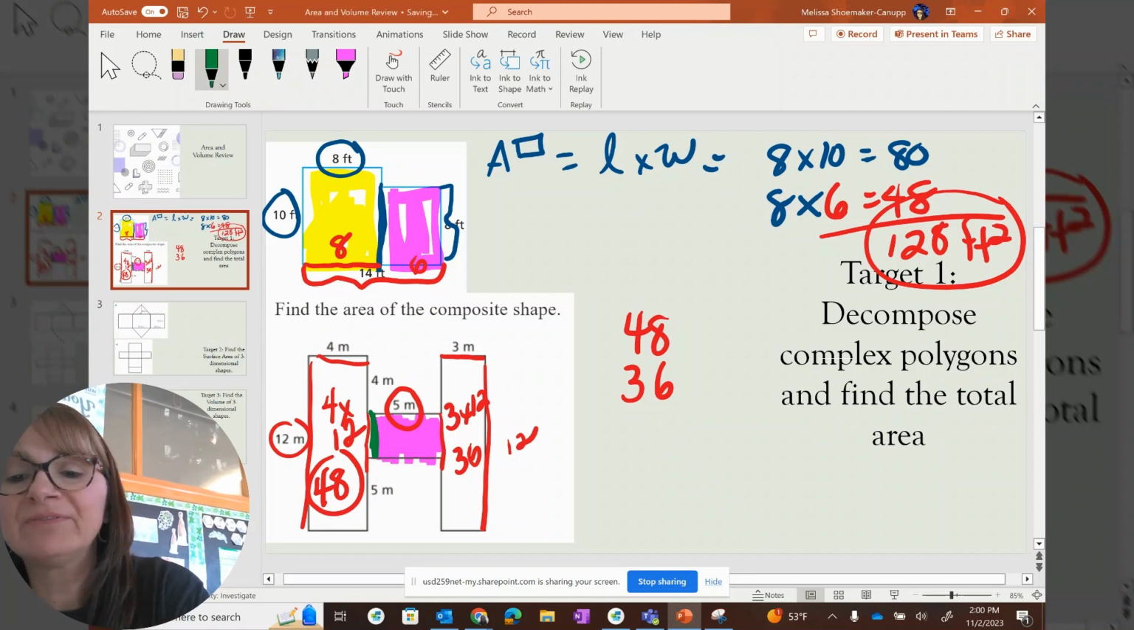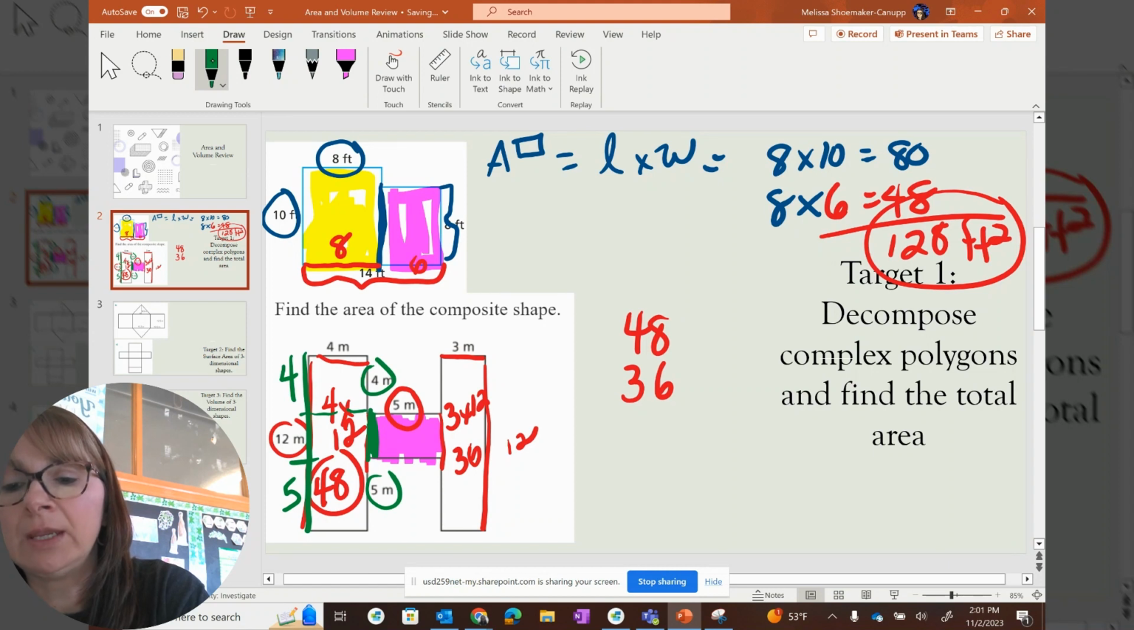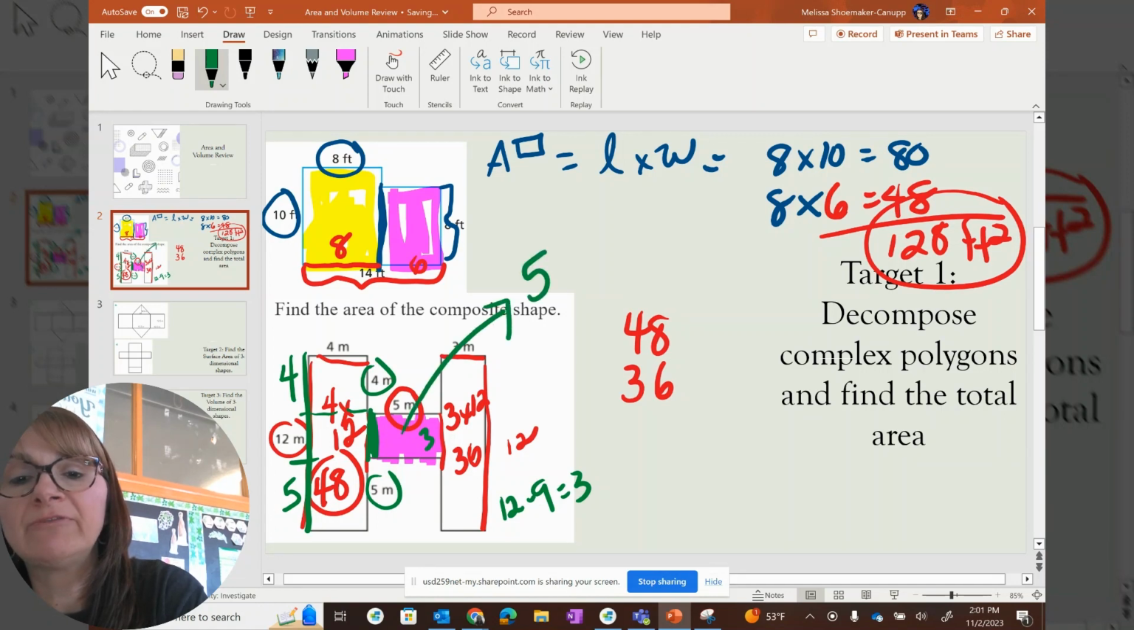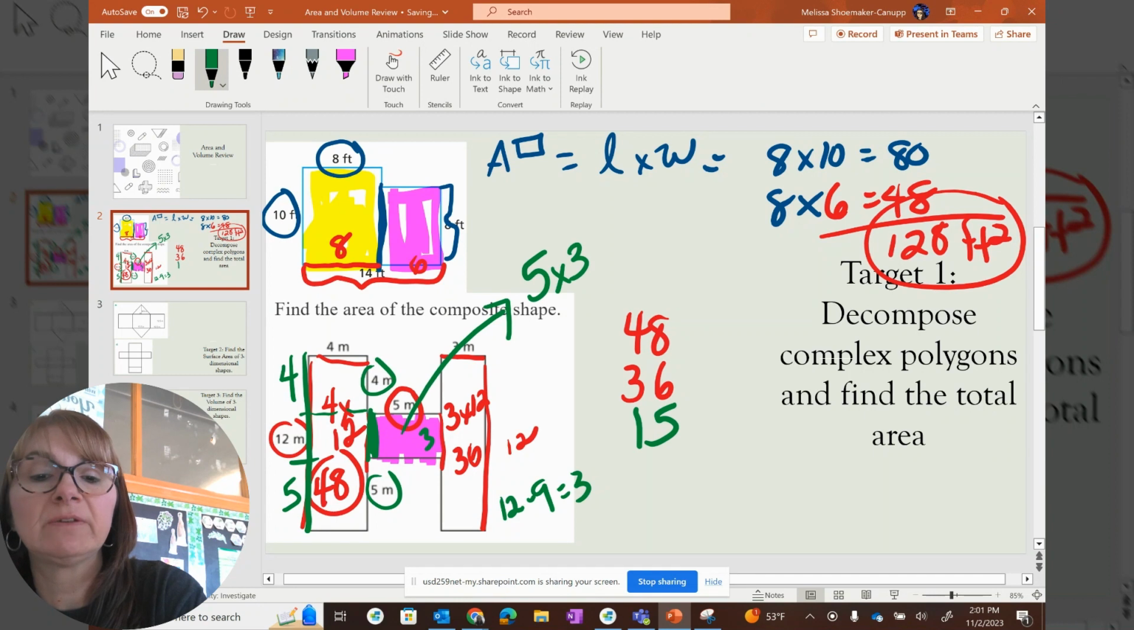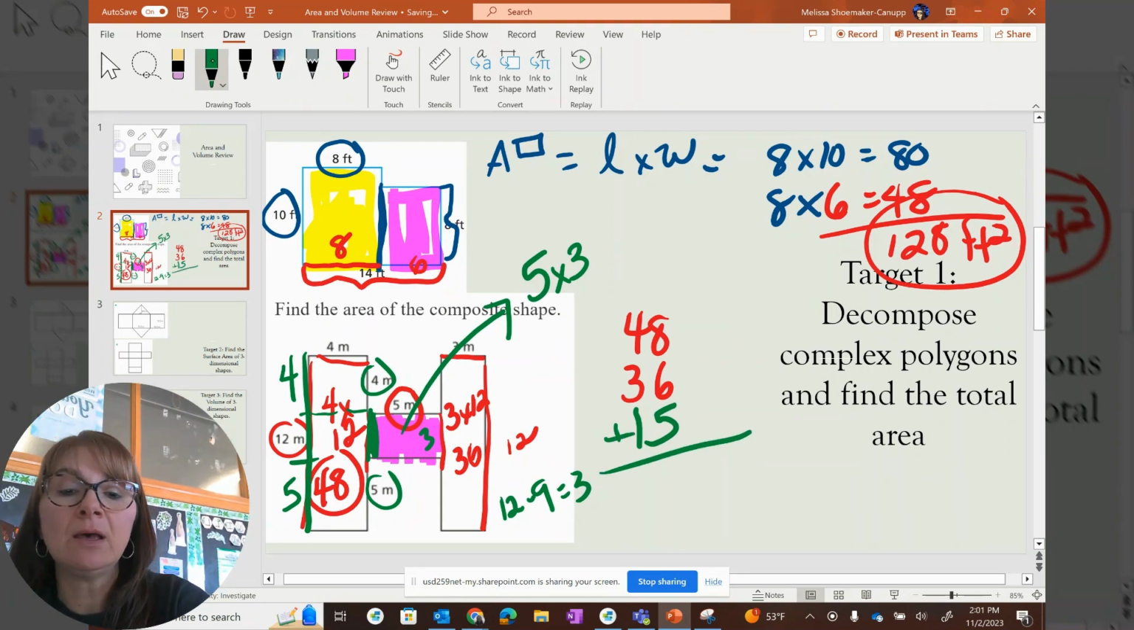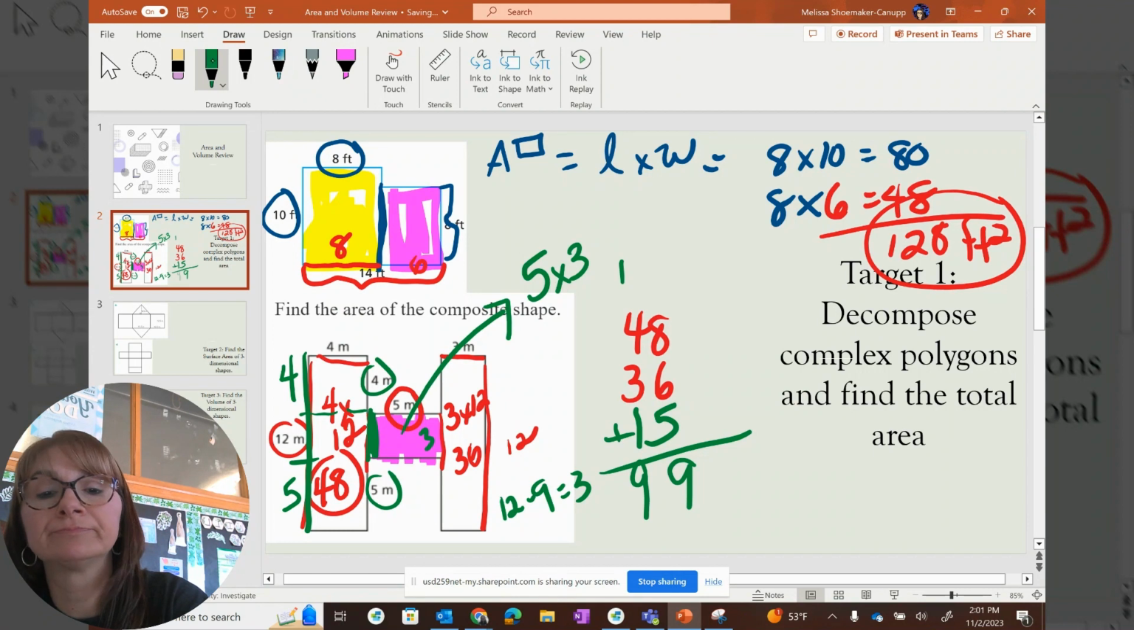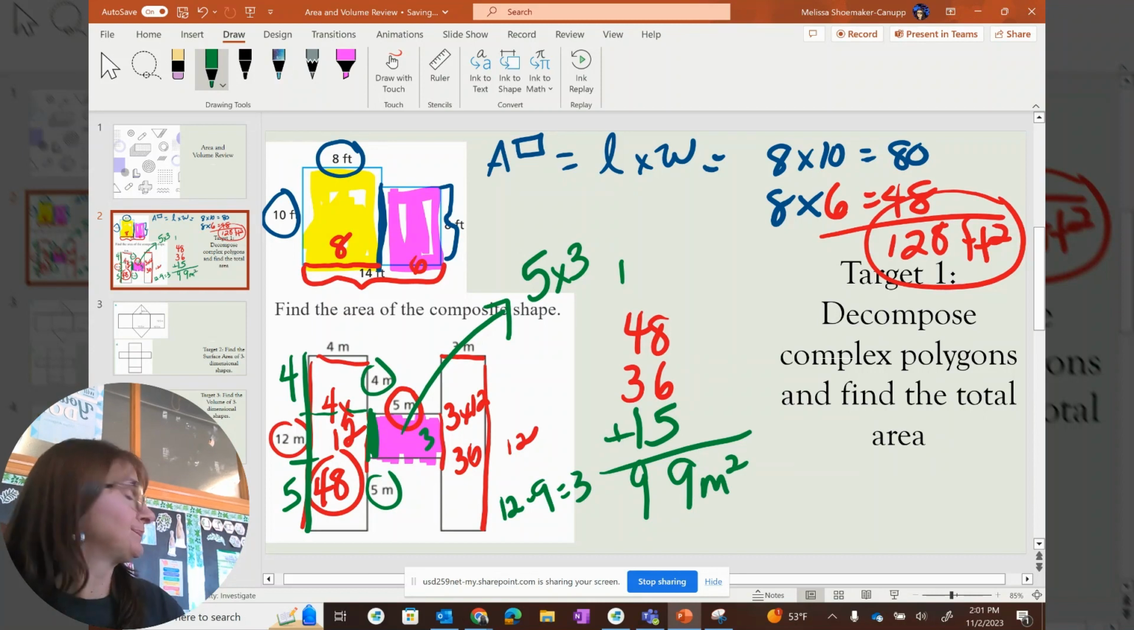We have to find out how tall this is. Well, I know this is 12. This part right here from this measurement is 4. This part right here from this measurement is 5. So 4 plus 5 is 9. The total is 12. So 12 minus 9 equals 3. So I know the purple part is going to be a 5 by 3, which is 15. I'm going to add these up and get 99 meters squared.